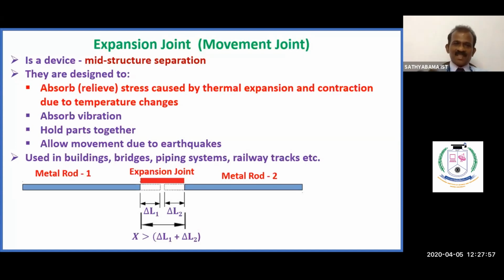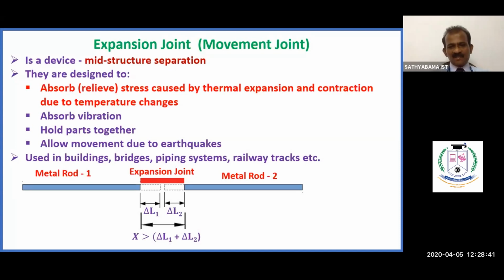Now we can define the expansion joint as a device, nothing but a mid-structure separation. So between two structures, we have a space. That space is occupied by some material, that's a joint. We use the word expansion joint. They are designed to absorb stress caused by thermal expansion or contraction due to thermal changes. Also, it absorbs vibration, holds parts together, and allows movement due to earthquakes. We are using these expansion joints in buildings, bridges, piping systems, railway tracks, etc.